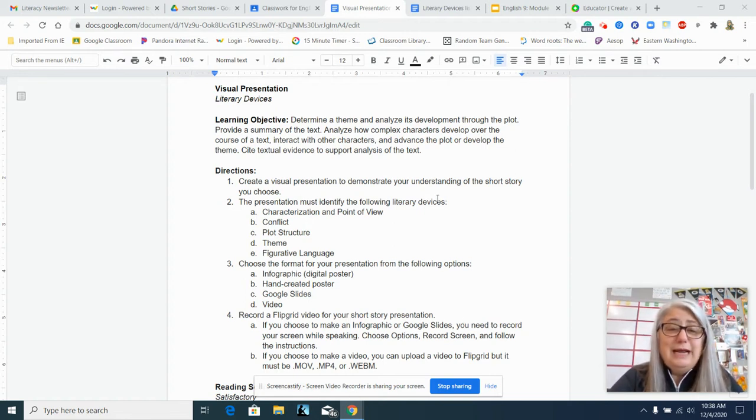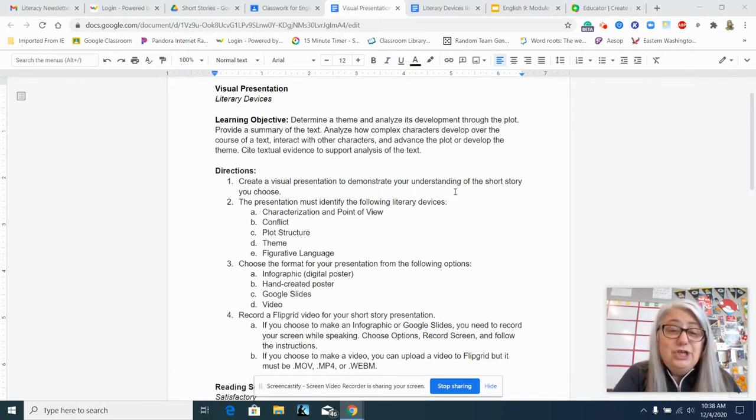So you're going to be creating a visual presentation that's going to demonstrate your understanding of the short story you chose. You've got quite a few choices in the short stories. So take a look at the descriptions, take a look at the ratings, and choose the story that you think is going to work best for you.